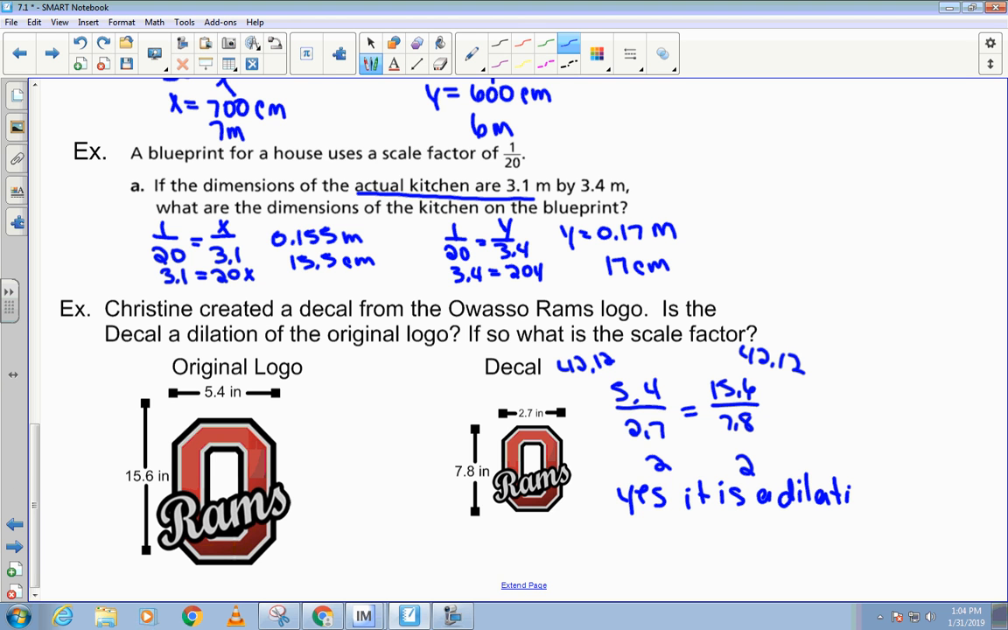Now I want the scale factor. Is this a reduction or an enlargement? So what do we know about the scale factor? It's going to be less than 1, between 0 and 1, right? Okay? So how am I going to do that?